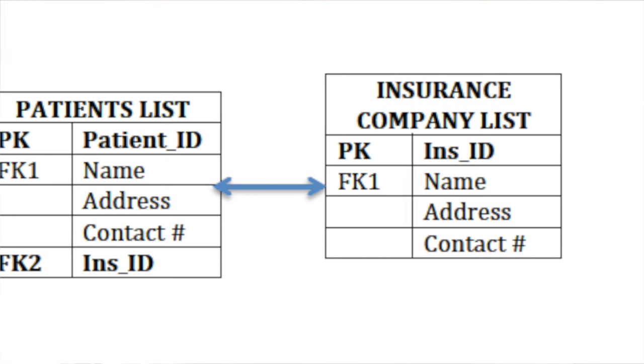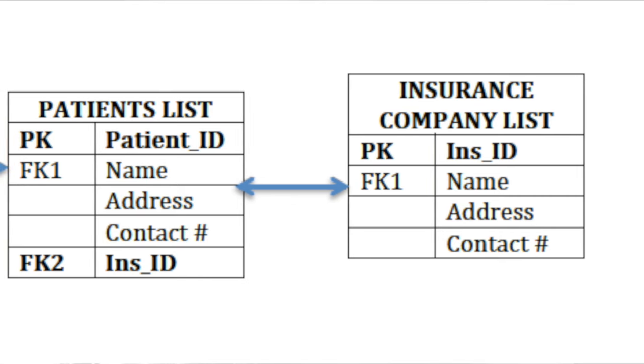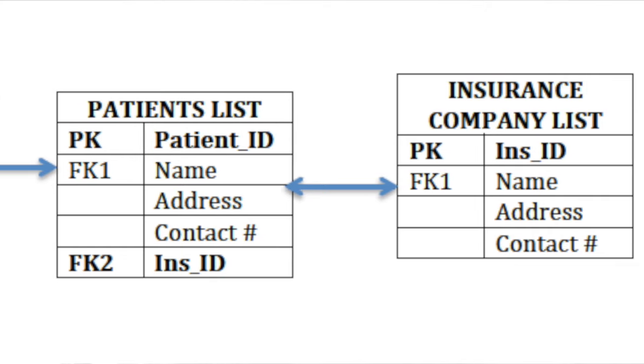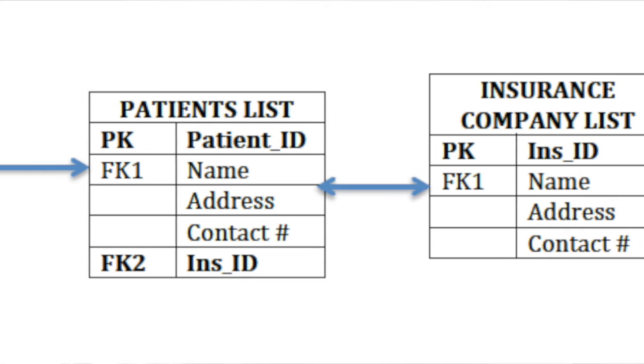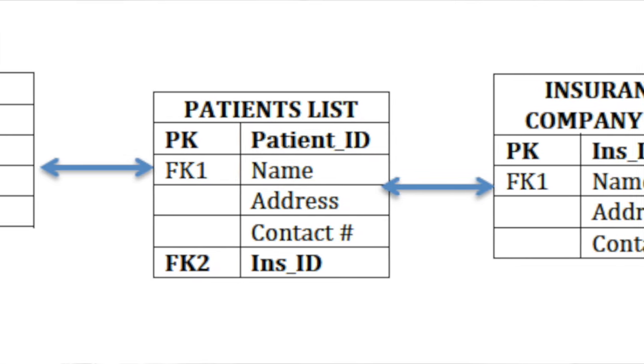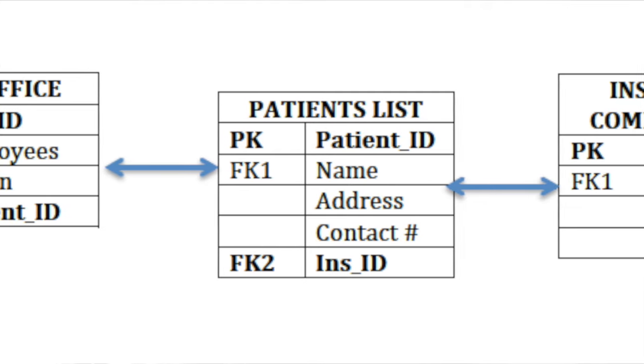Next is the physical design. This is actually an easier method to understand the building blocks of the database. Here we have three tables with primary keys declared. The dental office is related to the patient's table through the patient ID field. The patient list is then related to the insurance company list through the INS_ID or insurance ID field.